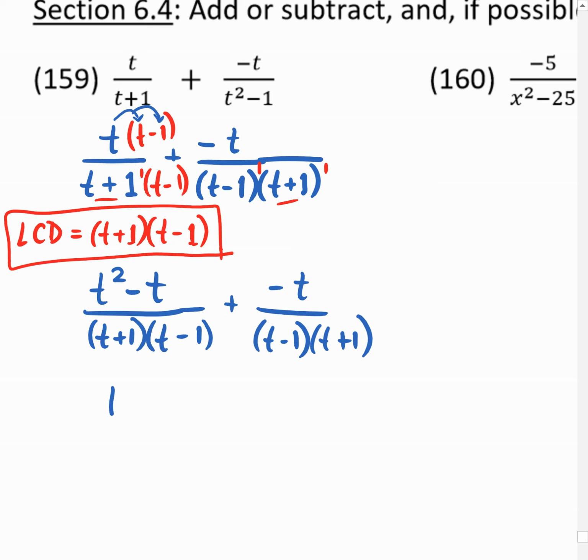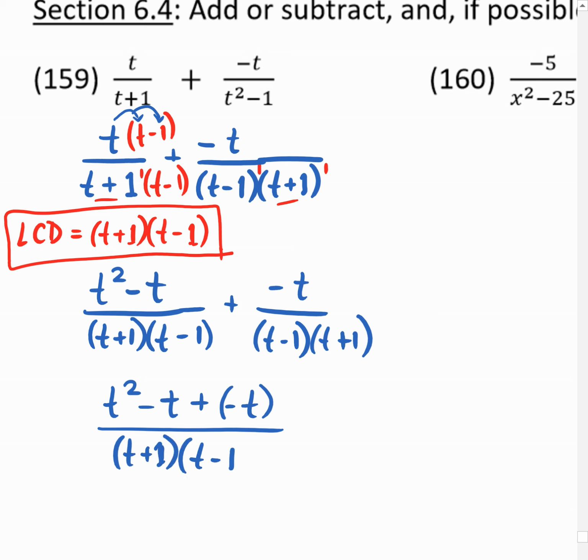So if you want, you can take an extra step and say, okay, I'm going t squared minus t, and I'm adding the numerator of the second rational expression, which is a negative t. I didn't really have to put that in parentheses, but having a plus and a minus next to each other is kind of weird, so I did. And then they have the same denominator, t plus 1, t minus 1, and it doesn't matter what order you put those two in. And then in the numerator now there are some like terms. The negative t and the negative t make negative 2t.